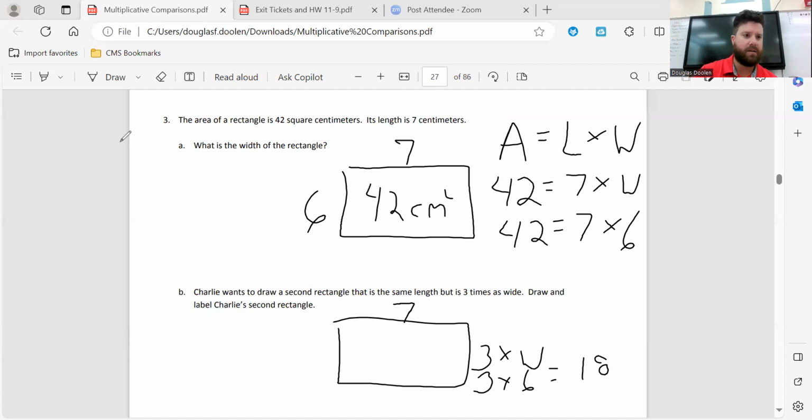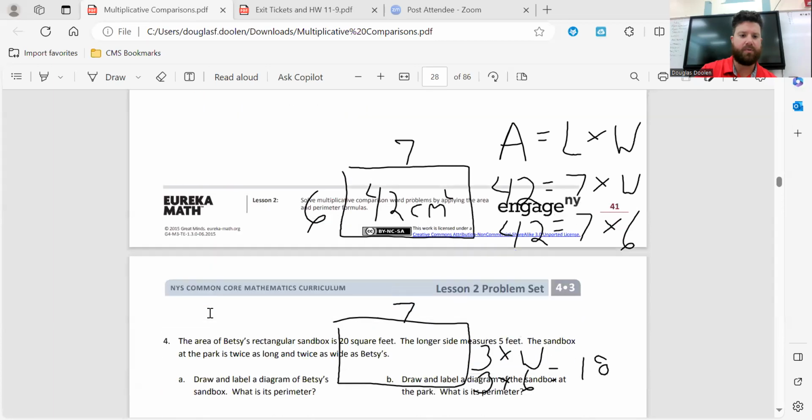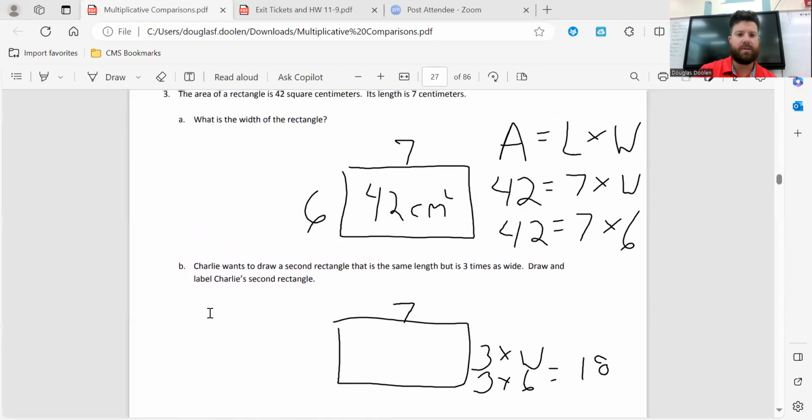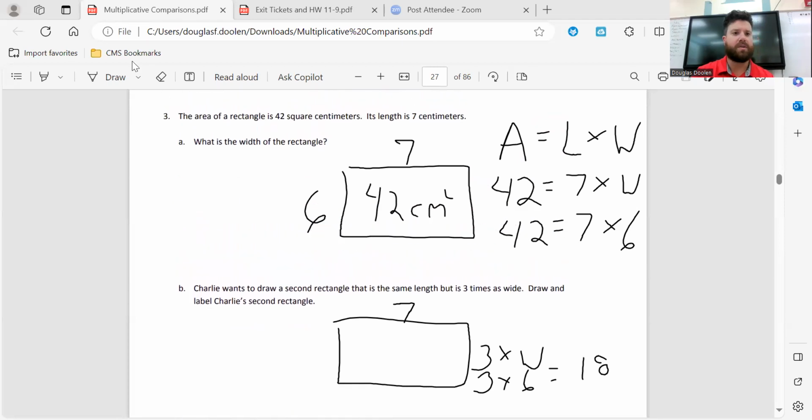Let me exit this out for a second. I want to see what else we have. Okay, we got what's the perimeter. So let's do perimeter next. I'm going to bring this back here. So C is what's the perimeter. We have a formula for perimeter. What's the formula for perimeter, everybody? P equals 2 times length plus width.